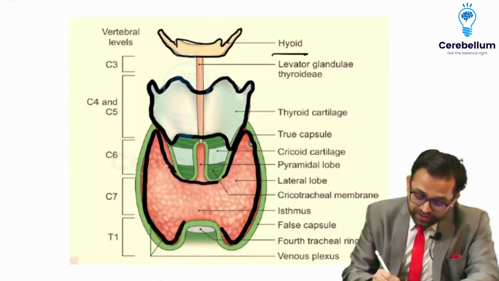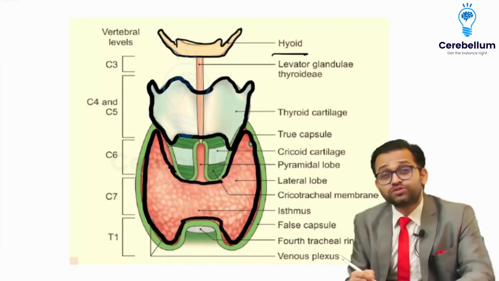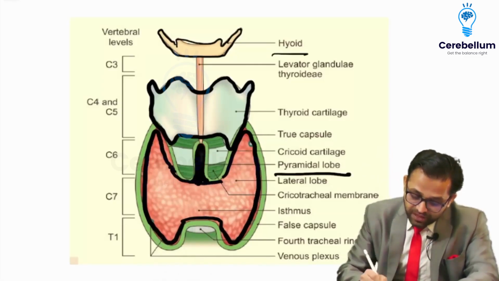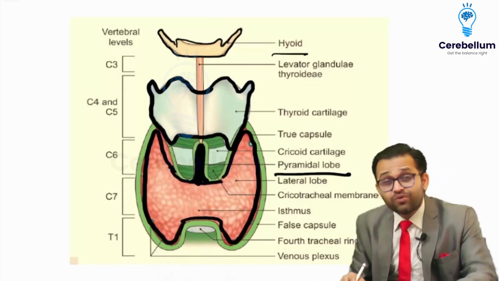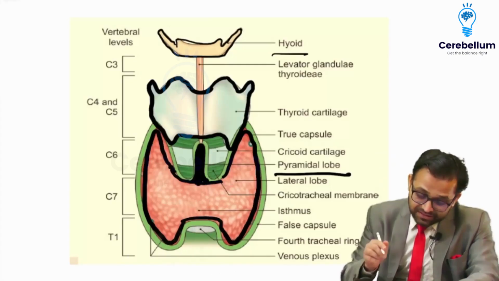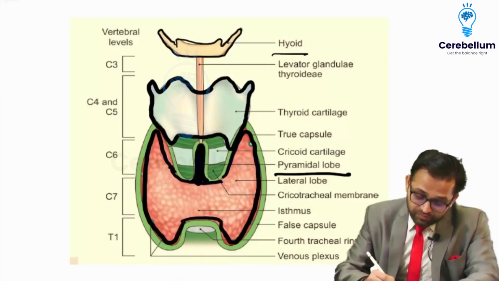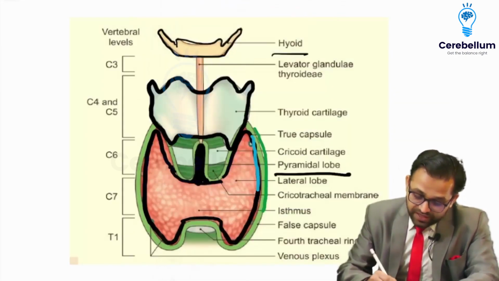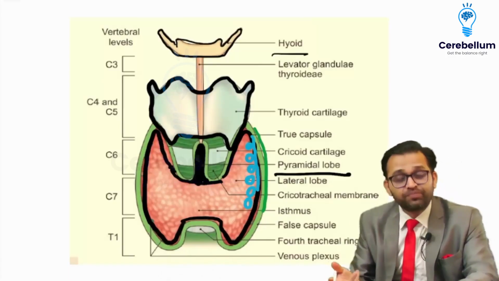Both are joined together with the help of the narrow portion, the isthmus. I told you above, along the upper border of the isthmus there is a pyramidal shaped lobe, the pyramidal lobe. Now I told you that this thyroid gland is covered with a capsule. The outer one is the false capsule, while the inner one is the true capsule, and just below the true capsule there is the thyroid venous plexus. Yes, we completed all this.